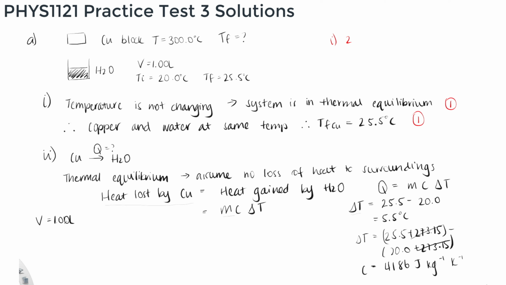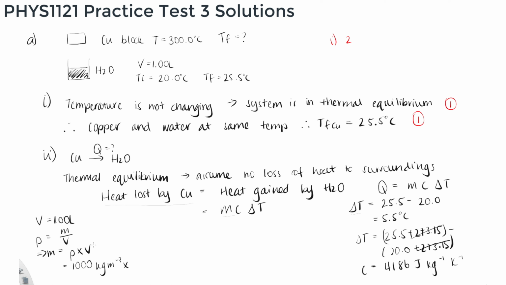How do we relate volume and mass? Well, that's through our density equation, where density is mass divided by volume. Therefore, mass is density multiplied by volume. The density of water is also given in the table in the question and on your formula sheet. At 15 degrees Celsius, it's 1,000 kilograms per meter cubed.